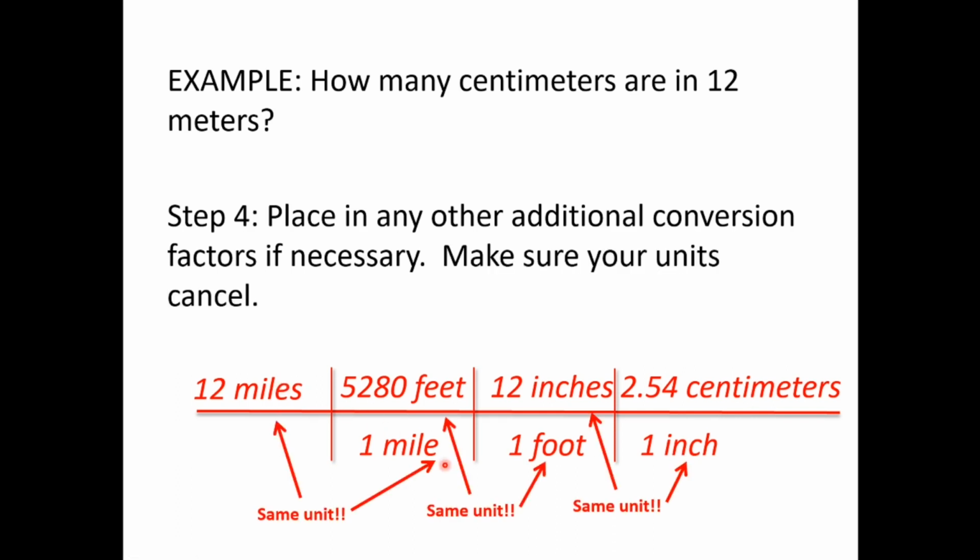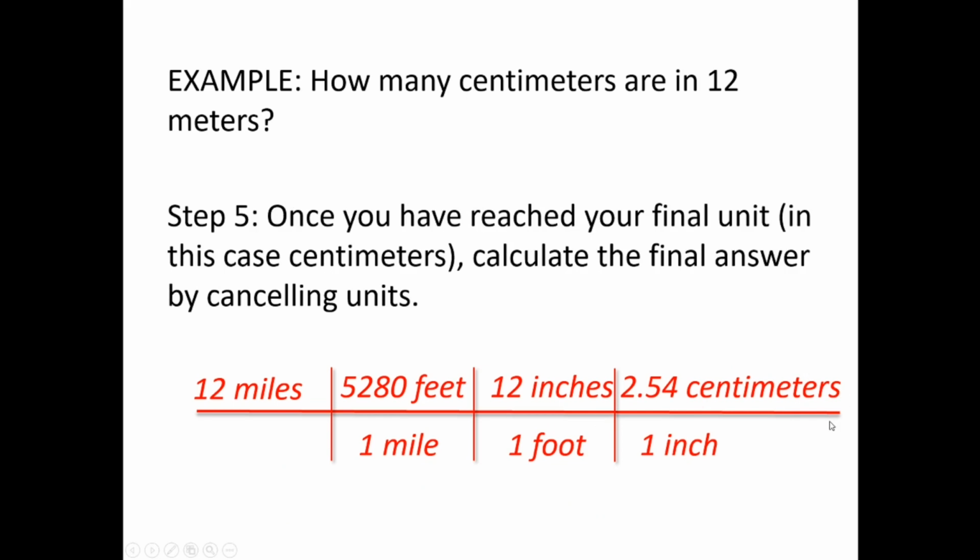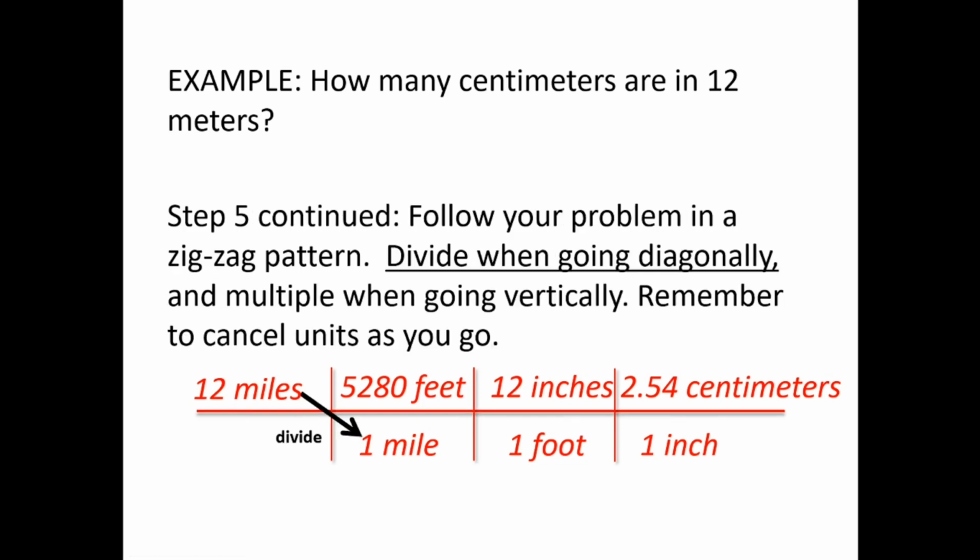Miles will cancel out with miles. Feet will cancel out with feet. Inches will cancel out with inches, and then the one that we're left over with at the very end is centimeters. Okay? Once you have reached your final unit, it's time to do the calculation. We calculate the final answer by canceling the units out. Again, I prefer to multiply everything on top and then multiply everything on bottom and then do top divided by bottom. You can do it that way, or you can do the zigzag method. That is also acceptable. Follow your problem in a zigzag pattern and divide when going diagonally.